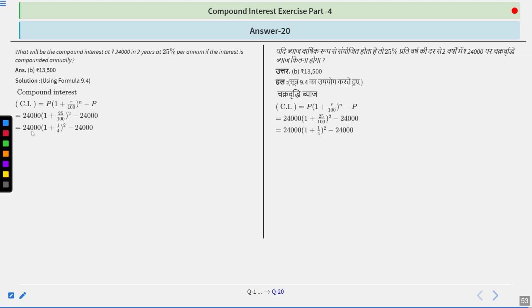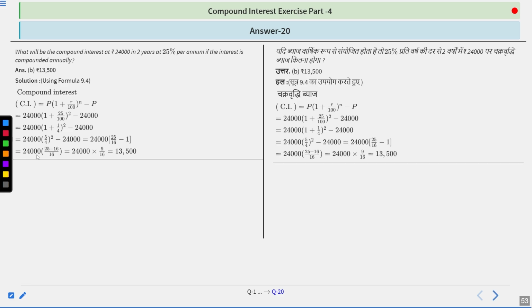24,000. 24,000 into 25 upon 100 is 1 upon 4. So into 1 plus 1 upon 4 whole square minus 24,000. 1 plus 1 upon 4 is 5 upon 4. So 24,000 into 5 upon 4 whole square minus 24,000. Taking 24,000 common, we get 5 square is 25 and 4 square is 16 inside the bracket minus 1. Therefore, 24,000 into taking LCM as 16, we get 25 minus 16 in the numerator. That becomes 24,000 into 9 upon 16. And on multiplication, it becomes 13,500. So option B, 13,500 rupees is the correct answer.